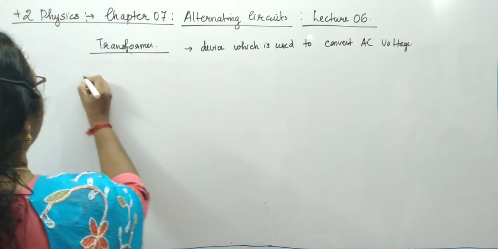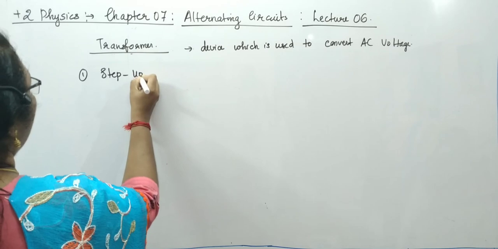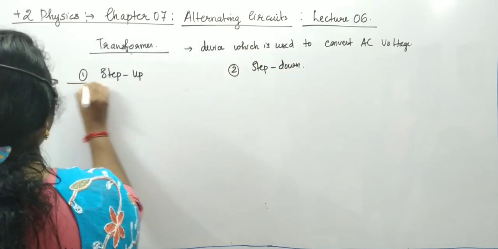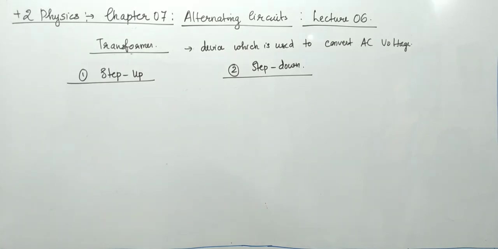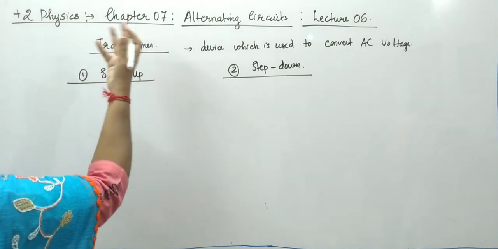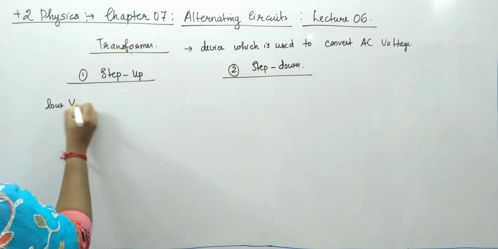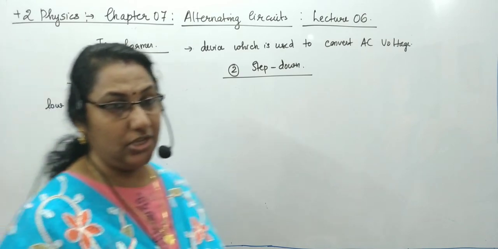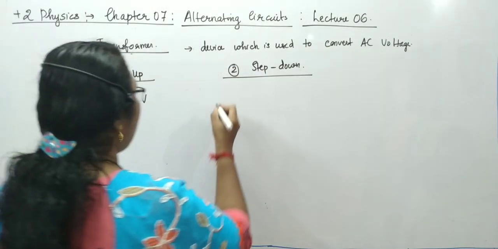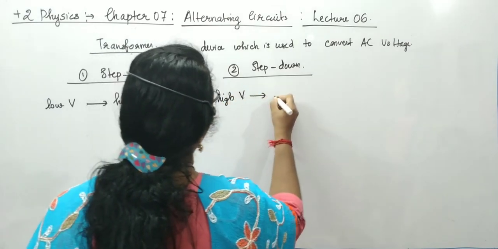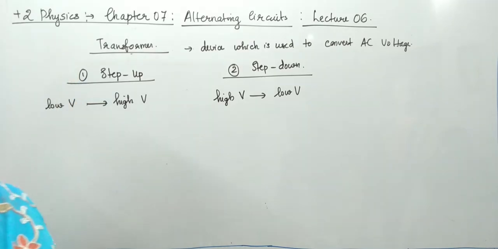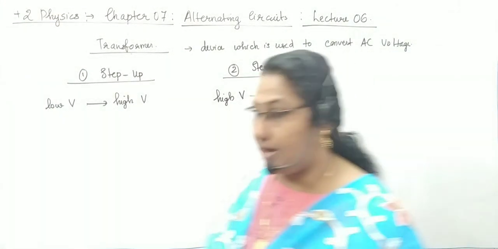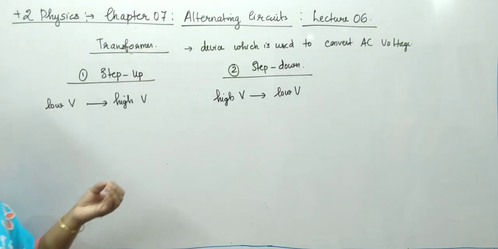Based on the working, there are two types of transformers. The first one is called the step-up transformer and the second one is called the step-down transformer. What does a step-up transformer do? Up means increases, it converts low voltage AC to high voltage AC. Whereas step down means it converts high voltage AC to low voltage AC. A transformer which converts low voltage AC to high voltage AC is called a step-up, and a transformer which converts high voltage to low voltage AC is called a step-down transformer.